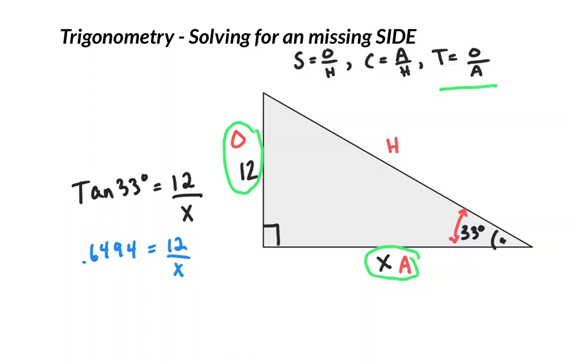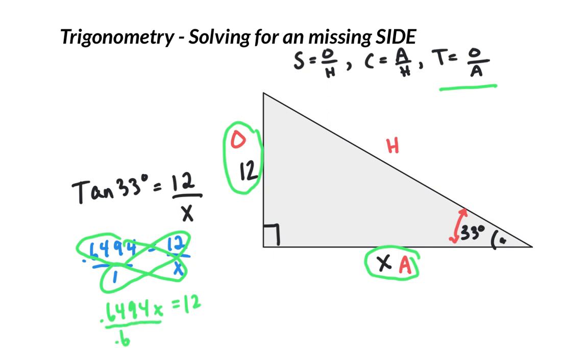Now, I would always just put this number over 1, and then I would cross multiply. So 0.6494 times x is 0.6494x, and 1 times 12 is always 12. Divide both sides by 0.6494. And there is your answer, whatever that is on your calculator. I'd let you type that in.